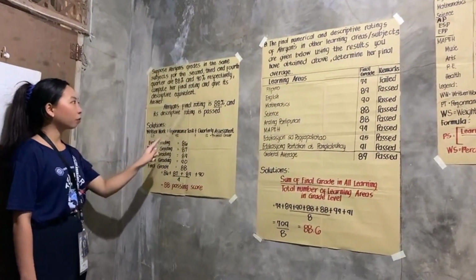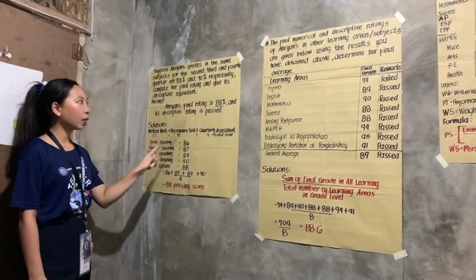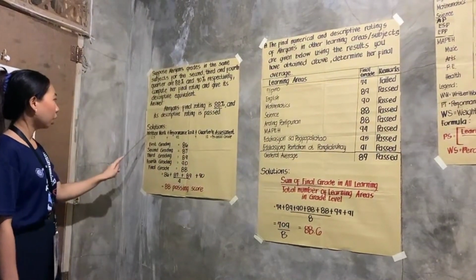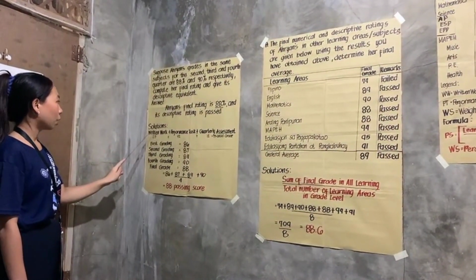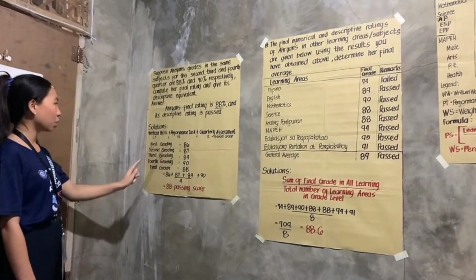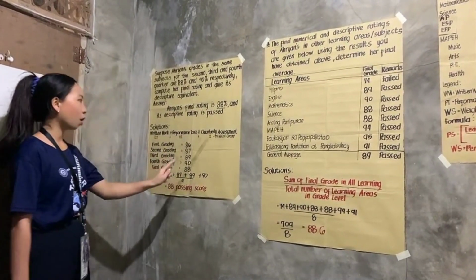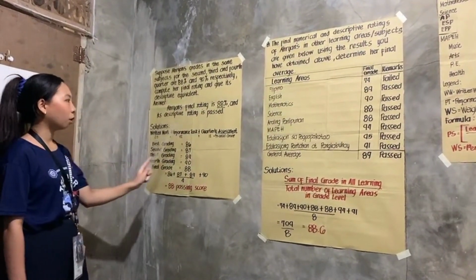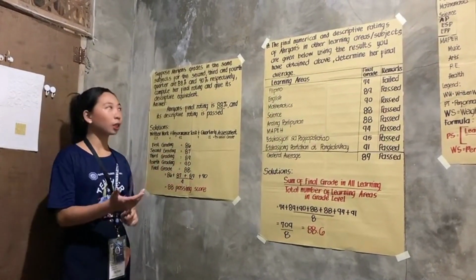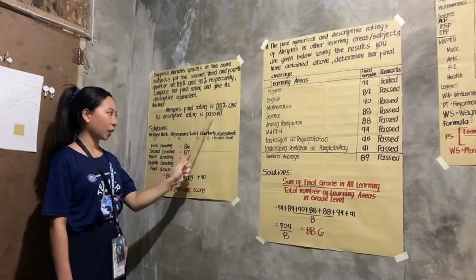So Aryan's final rating is 88% and its descriptive rating is passed. My solution is that in her written work, she got 23. In performance task, she got 42. In quarterly assessment, she got 12. So we're going to add it all. It'll be 77. And if we're going to transmute it to get the final rating, it'll be 88%.